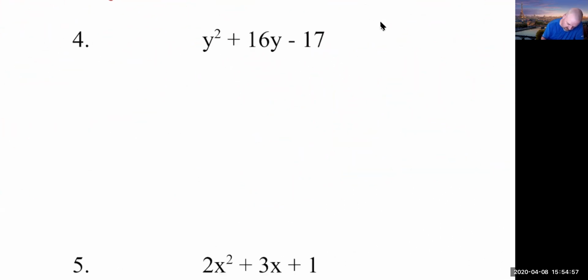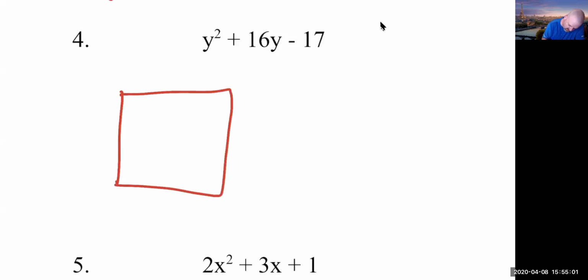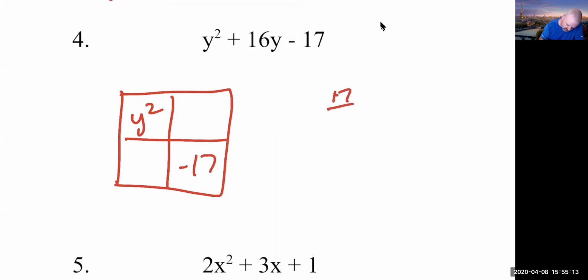Okay, back across, number 4. No GCFs. We start with our box, y squared and -17. Perhaps you've already seen it, but to get -17, we have the factors of 17 that add up to 16. The only factors of 17 are 1 and 17. Can you make that positive? Yes, if the 1 is negative. So negative y and 17y.